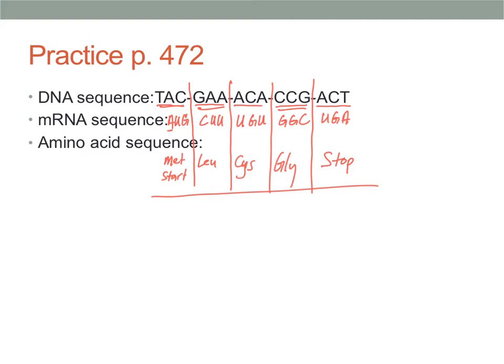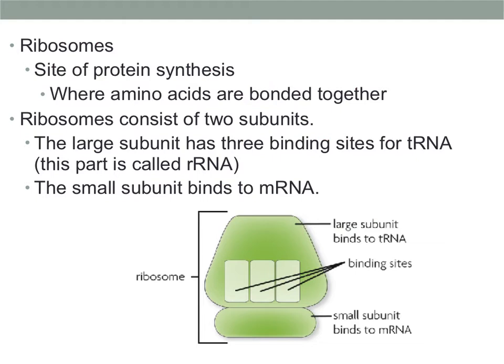Okay, so ribosomes are organelles in the cytoplasm, and remember they're either floating around freely in the cytoplasm, or they're on the rough endoplasmic reticulum. Okay, and these ribosomes are the sites of protein synthesis. Site means where it happens. These are where the amino acids are bonded together.